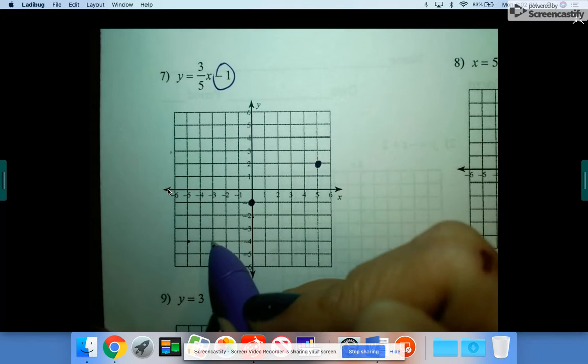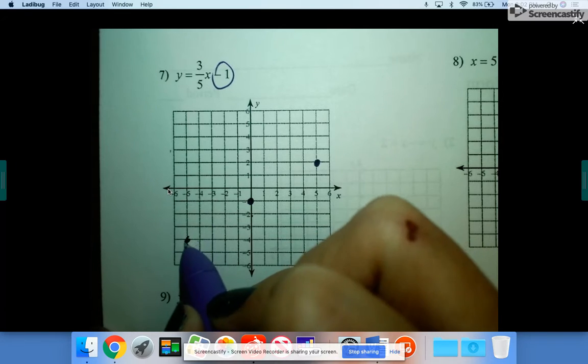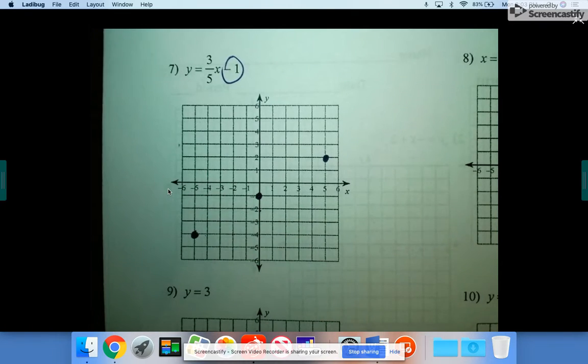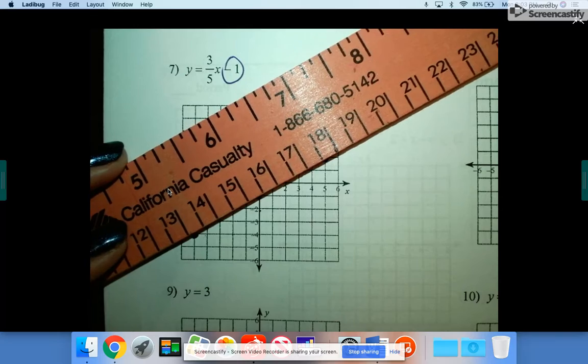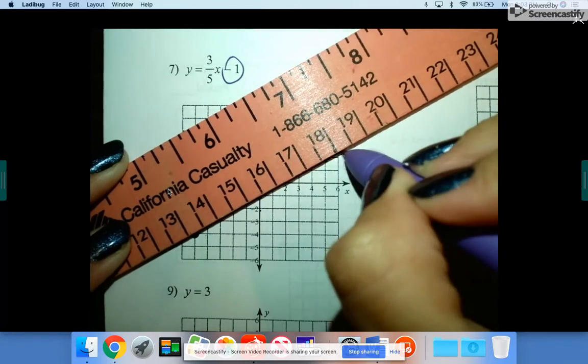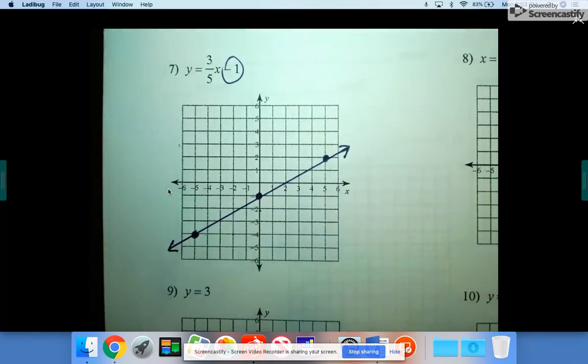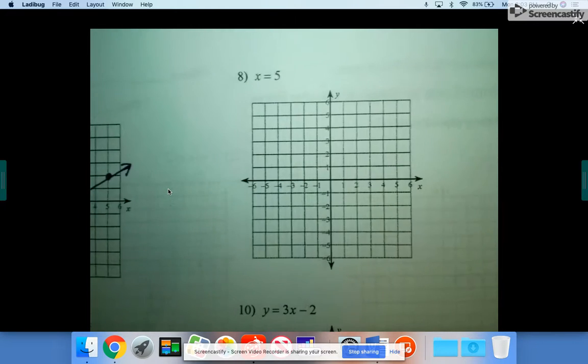Wait, 1, 2, 3, 4, 5. Yeah. Just to make sure that the pattern continues. This is a positive slope. It's going up from left to right. Sorry. All right, number 8 is kind of what we talked about earlier.